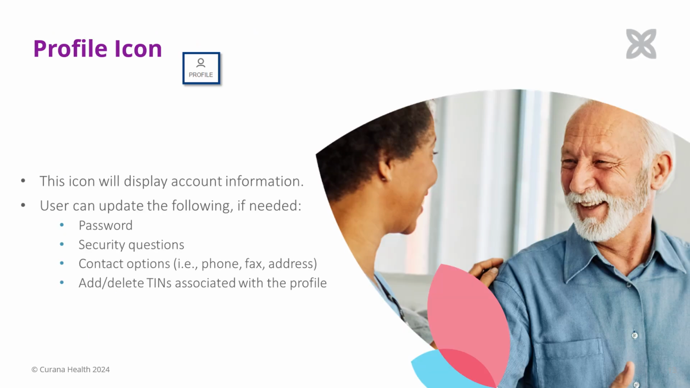The profile icon can also be found in the top right of the Provider Portal website, right next to the message icon. This will display all user account information. It will also give the ability for the user to change their password, update security questions or contact information, and most importantly, let the user add or delete TIN/MPI combos associated to their profile.